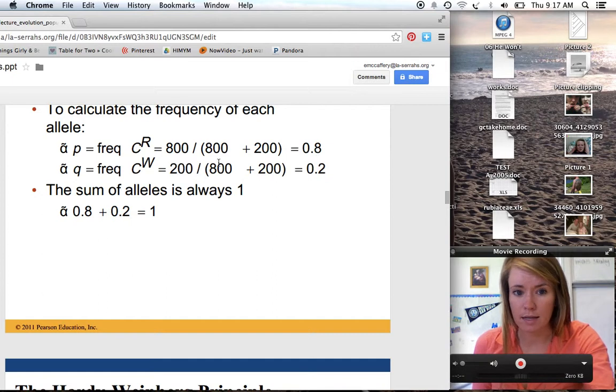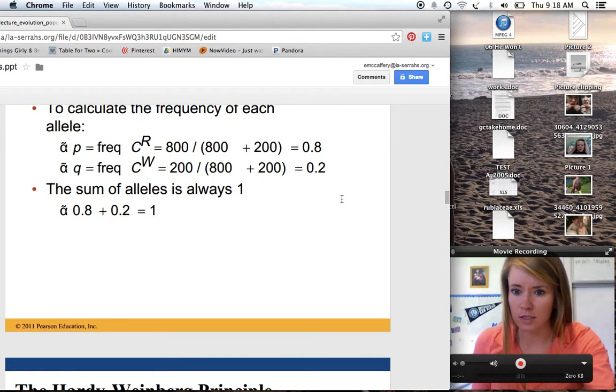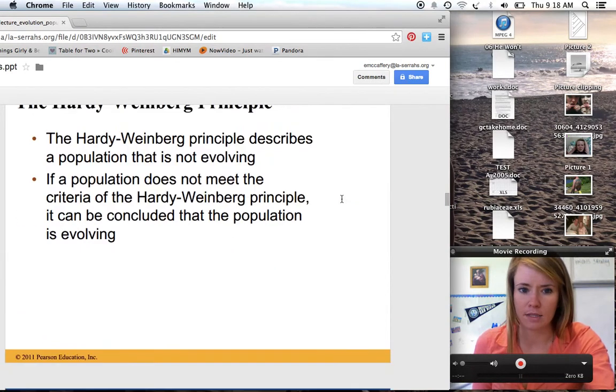Same thing with the white. The Q is the frequency of the white allele. There's 200 white alleles out of 1,000 possible alleles, so the frequency is 0.2. And remember that these two numbers are always going to add up to 1 because they're the only two possibilities, so they always have to add up to 100%.